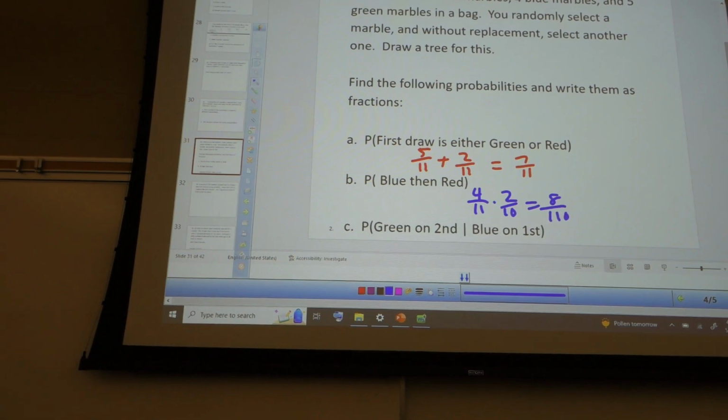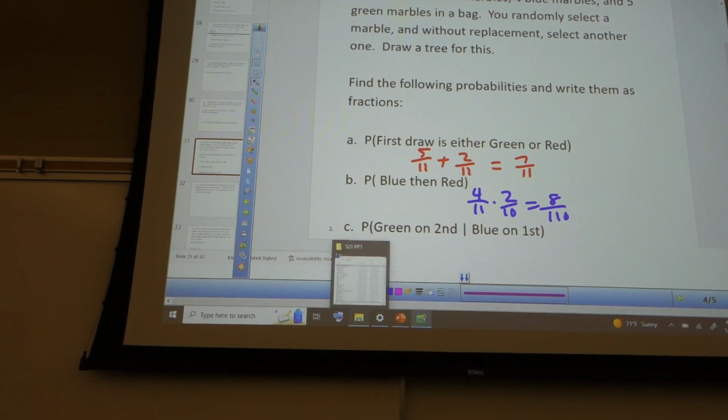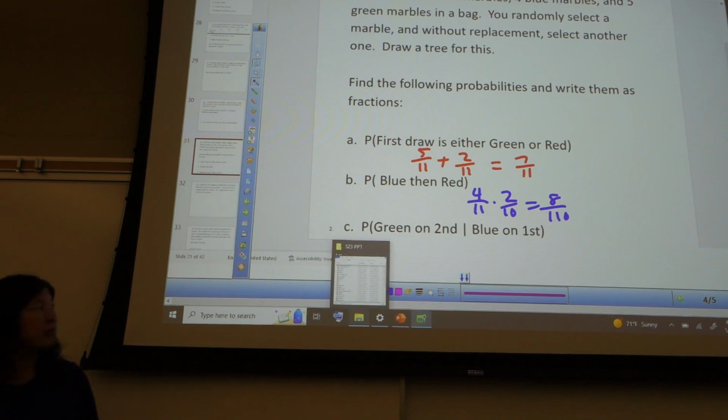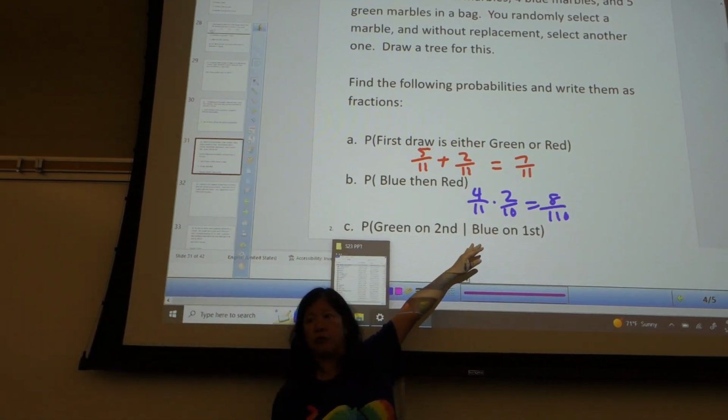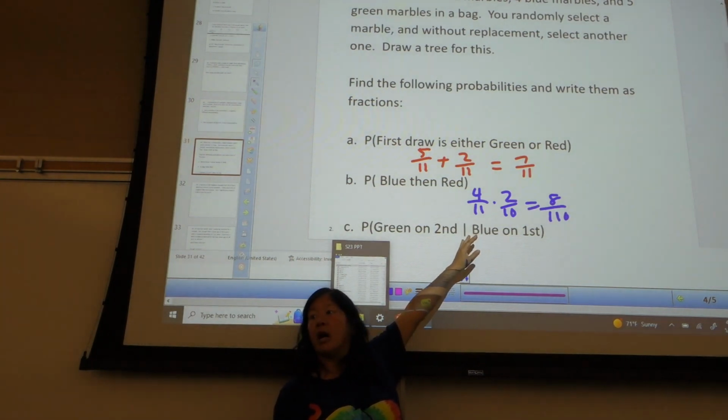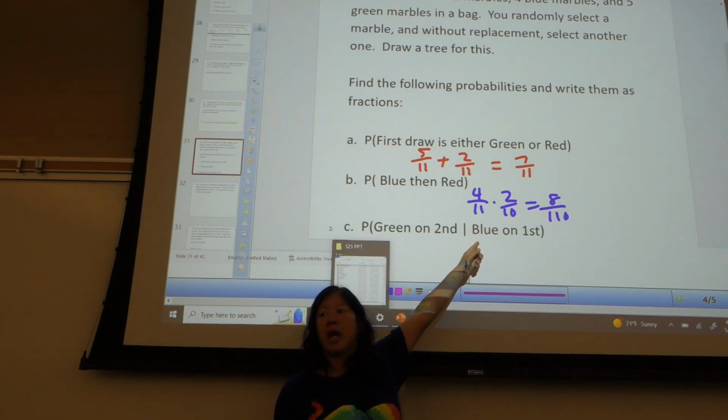The next one is given. So green on second, given blue on first. Has anyone done this one? Do it. Take 15 seconds to do it. So given blue on first means, what's the probability I drew a blue one first? 4 out of 11. Nope. 100%. If it's given, that means it has absolutely 100% happened.